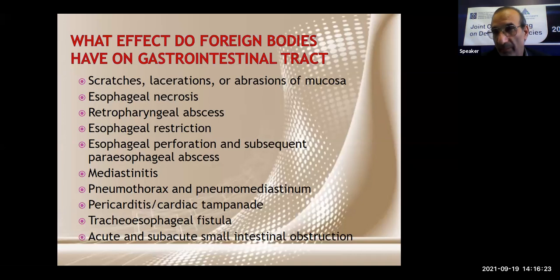Esophageal necrosis, based on the perforation and remaining for a long time. Esophageal restriction that makes difficulty in eating, and esophageal perforation and subsequent paraesophageal abscess, mediastinitis, pneumothorax and pneumomediastinum, pericarditis, and cardiac tamponade, that is fluid in the pericardial space, tracheoesophageal fistula, and acute and subacute small intestinal obstruction.